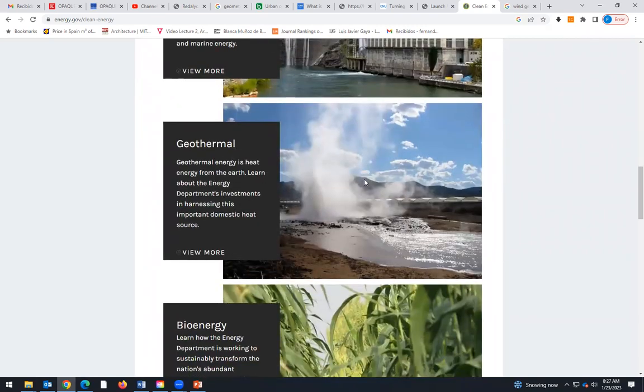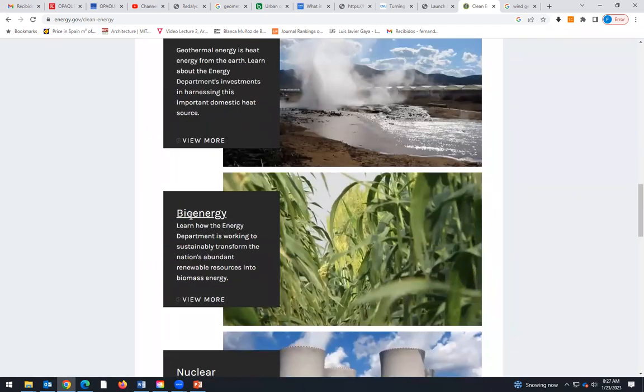Well, it's clean energy. We just have to dig a hole until we get to this heat source, so it's clean. We don't release CO2 to the atmosphere. Bioenergy, I have my doubts about, because bioenergy is about burning. It's not a fossil fuel, but it's burning plants or biomass. Biomass is a fancy name for wood.